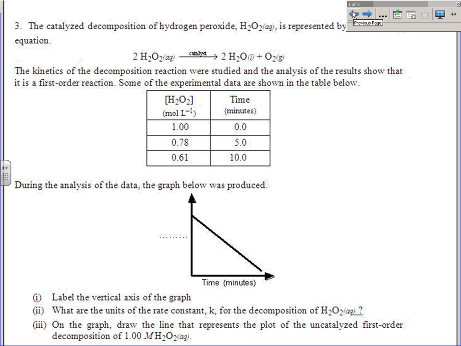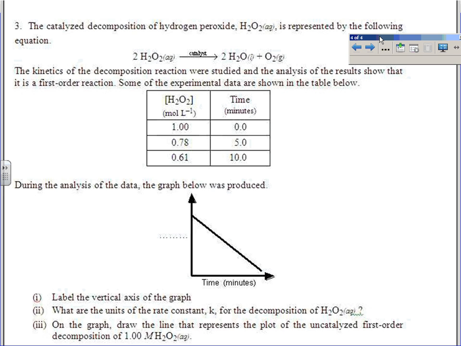Now looking at problem 3, this one's a little bit different. You'll notice they give us some specific information here that makes this problem a little bit easier than the ones we've looked at in the previous ones. The catalyzed decomposition of hydrogen peroxide, H2O2, is represented by the following equation. This is a reaction you should know. Hydrogen peroxide breaks apart into water and oxygen gas.